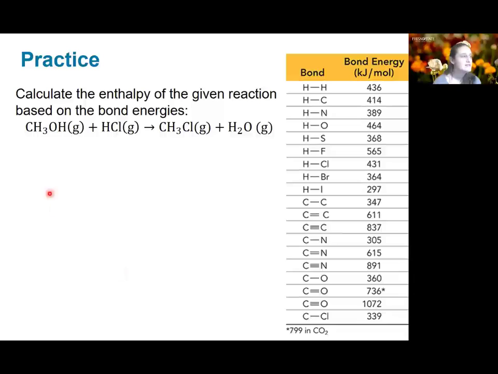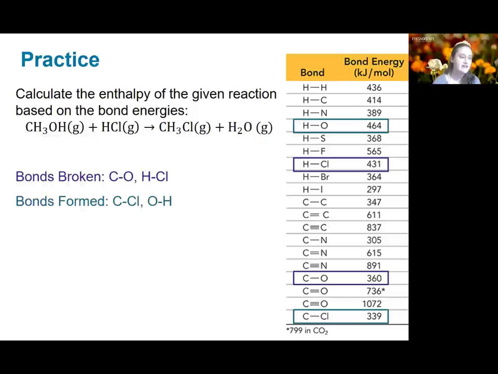So in this process, the bonds that we'll be breaking are between a carbon and an oxygen and between a hydrogen and a chlorine. So the bonds broken are these two, and you can see the energies that correspond to those types of bonds. We're also forming bonds. We're forming a carbon-chlorine bond and an oxygen-hydrogen bond. And so we can identify the energy associated with those as well.